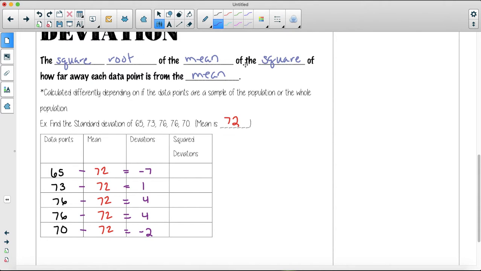But we have to take the square of how far they are. So we're going to take the squared deviations. When we square these, our squared deviations will be negative 7 squared is a positive 49. The square of 1 is equal to 1. We're going to take 4 squared and we get 16. 4 squared will get 16. And we'll take negative 2 squared and get a positive 4. So we've now done the square of the deviations.